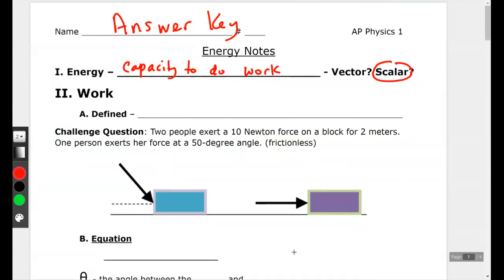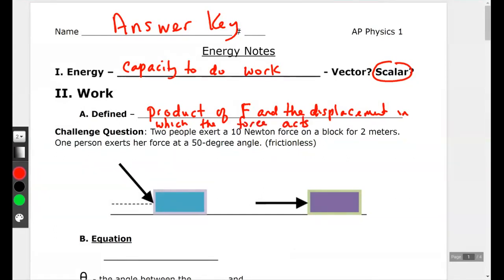Work is the product, which means multiplication, of force and the displacement in which the force acts. Let me slip it in here. In which the force acts.